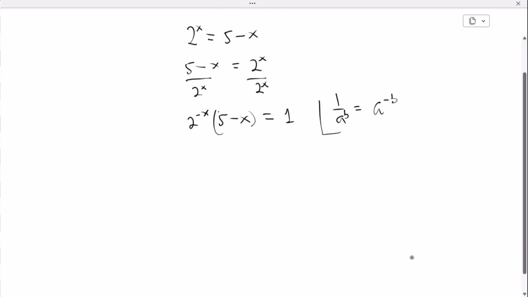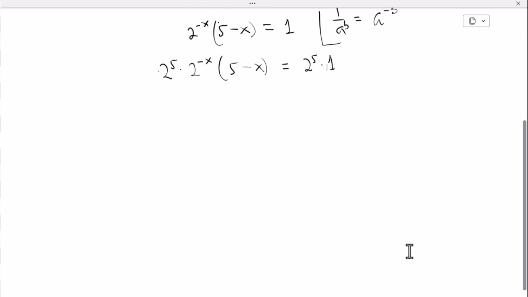Now let's continue. So I'm going to multiply both the left hand side and the right hand side by 2 to the power 5. And when I do that, I'm going to have 2 to the power 5 multiplying 2 to the power negative x multiplying 5 minus x to be equal to 2 to the power 5 multiplying 1. And when we continue with that, we are going to have 2 to the power 5 minus x multiplying 5 minus x to be equal to 32.